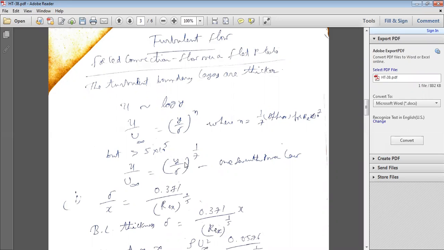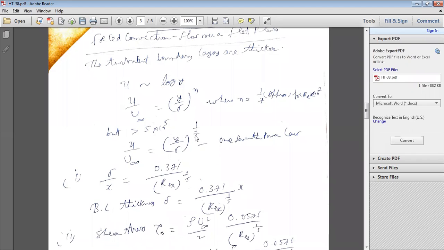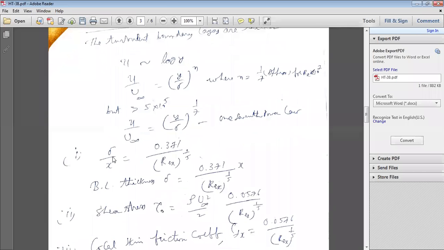Sometimes as a standard 2 marks question, you may be asked: what is the 1/7 power law, or the power law of turbulent flow? You have to write this one: u by u free stream is equal to y by delta whole to the power 1 by 7. So by using this velocity distribution and the integral momentum equation, you'll be able to get the boundary layer thickness, delta, for turbulent flow.